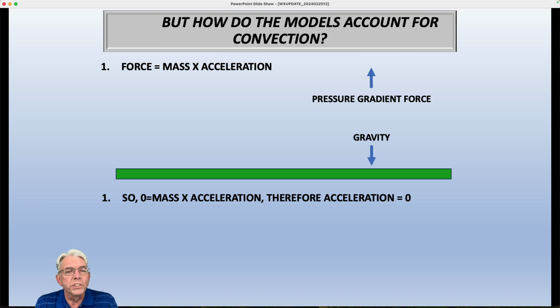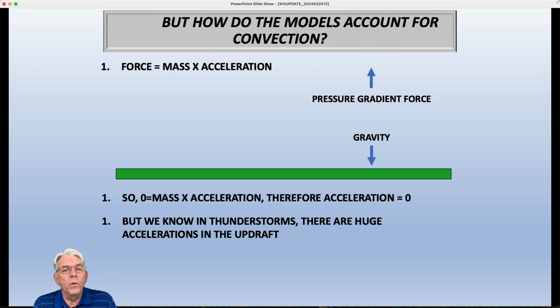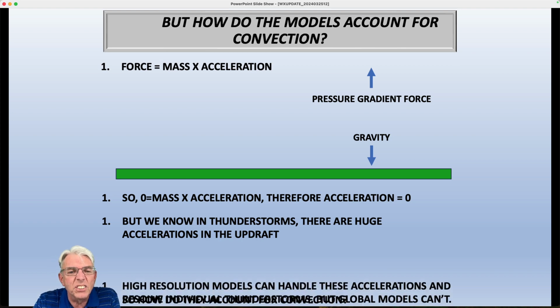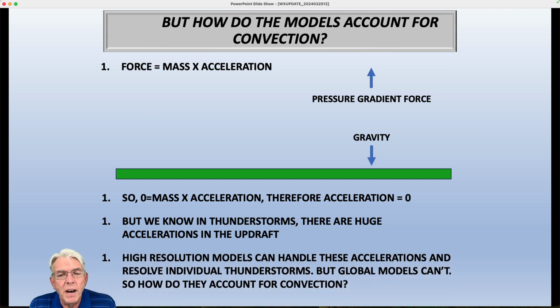So if the net force is 0, that means 0 is equal to mass times acceleration. Well, we know there's mass, right? I mean, there's air there. And so the only way the right side of the equation can equal 0 is if the acceleration is 0, okay? And that's the assumption on the large scale. But we know in thunderstorms, there are huge accelerations in the updraft. So obviously, we cannot use global models to explicitly forecast convection. So high-resolution models can handle these accelerations and resolve individual thunderstorms, but global models cannot.